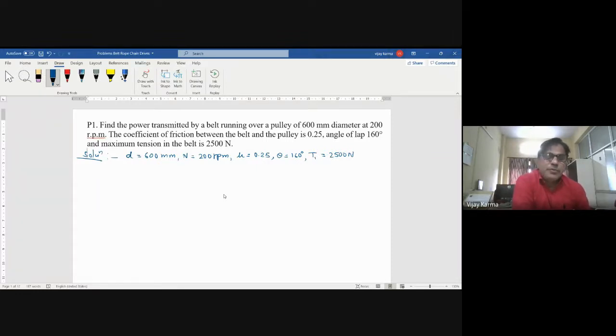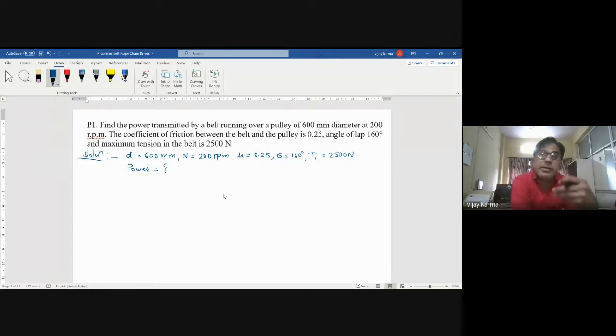Then what we have to find out? Find the power transmitted. So we have to find out the power. That is, power is equal to what? This we have to find out, okay?